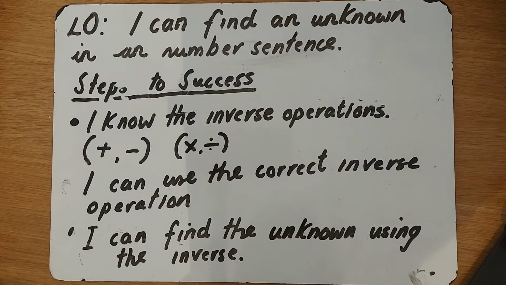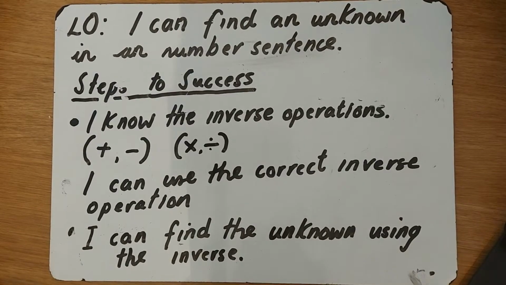So adding and subtracting, they are best friends. They are the inverse operation of each other. If I want to check my adding is right, I can use subtracting, and if I want to check my subtracting, my taking away, is correct, I can use adding. So those two are best friends. That's how you need to think. Adding and subtracting are best friends.